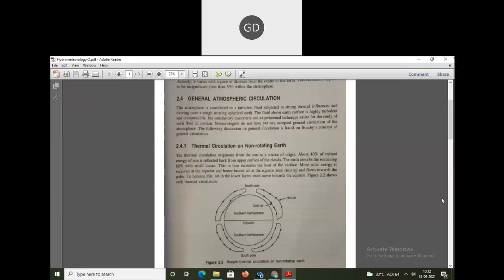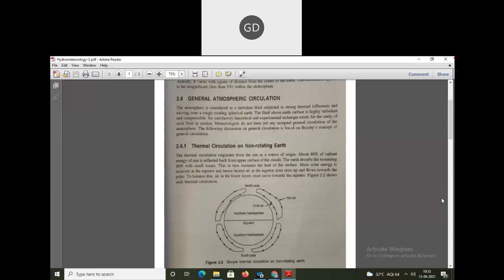So what is the effect of the earth's rotation on this circulation? When the earth is rotating, it affects the atmospheric circulation as follows. Consider a parcel of air. A parcel of air means air whose temperature, moisture, and other characteristics are different from the surrounding air, or the environmental air. That is known as a parcel of air.